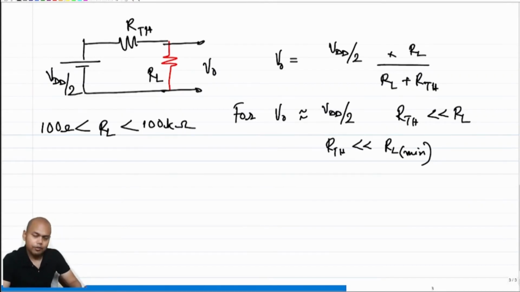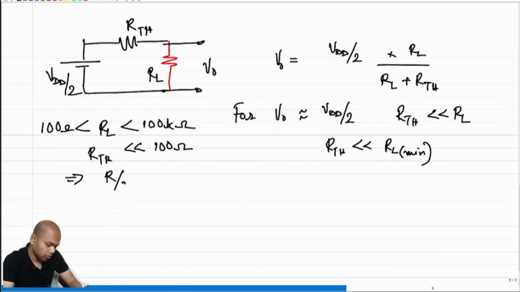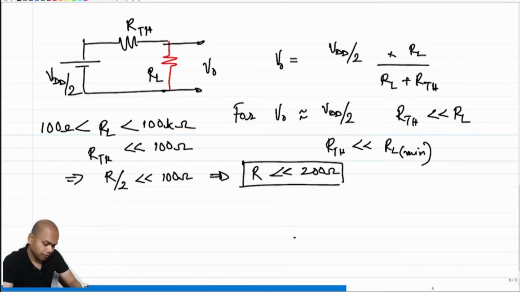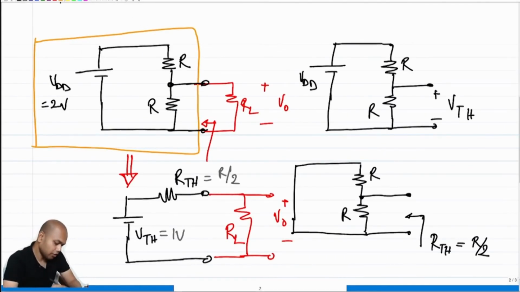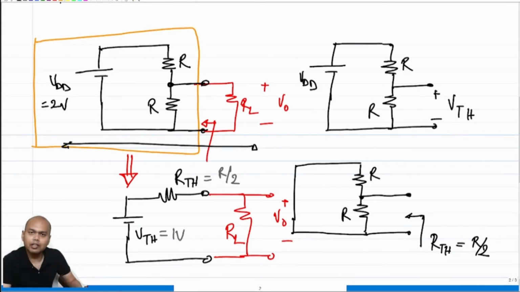So if we were in charge of finding out the values of R, what should have been my constraint? My constraint would have been RTH should have been much less than 100 ohms, or in other words, RTH is R by 2. So R by 2 should have been much less than 100 ohms, which implies that R should have been much lesser than 200 ohms, right? So if you can ensure that R is much lesser than 200 ohms, then you are all set. You can ensure that the output voltage V0 for this network will remain at approximately VDD by 2 for the entire range of RL.